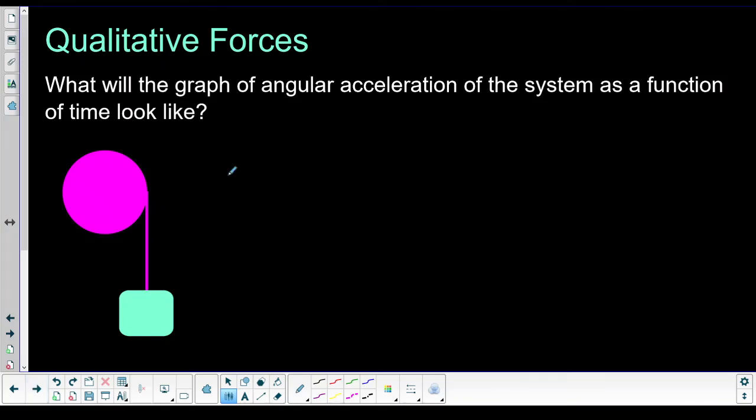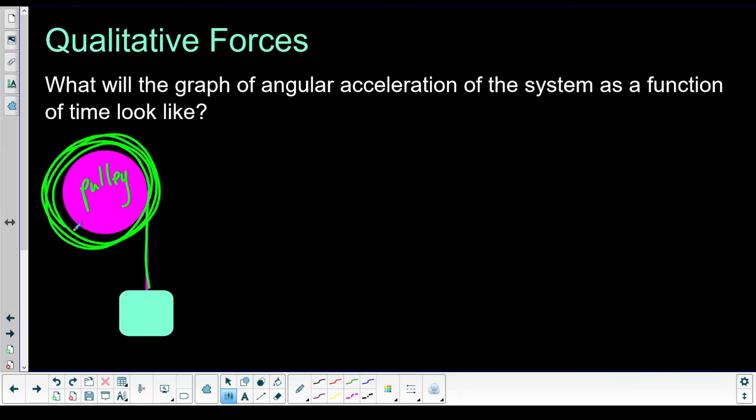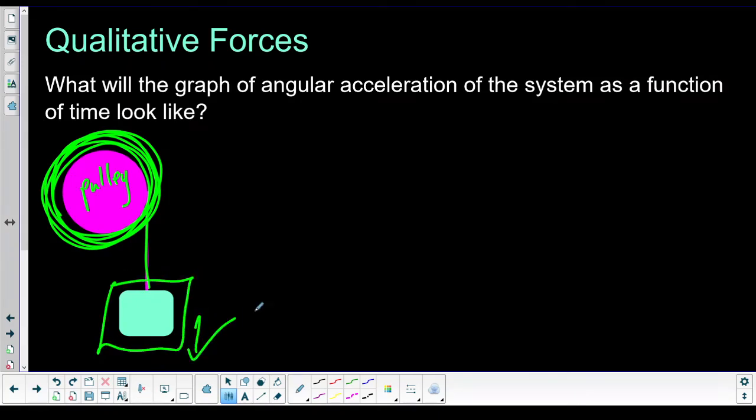Okay. We want to know, what will the graph of angular acceleration of the system as a function of time look like? So the idea here is this is like a pulley, and this is a rope, and the rope is wound around this several hundred times. So it's not going to come undone, right? And then this is a mass, and it's pulling it that way.